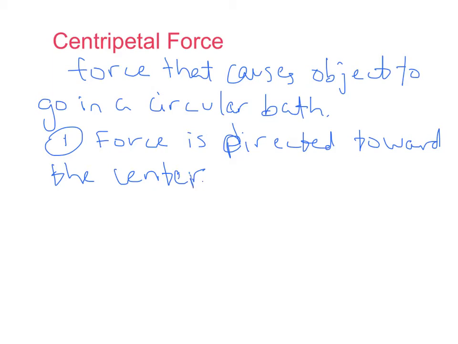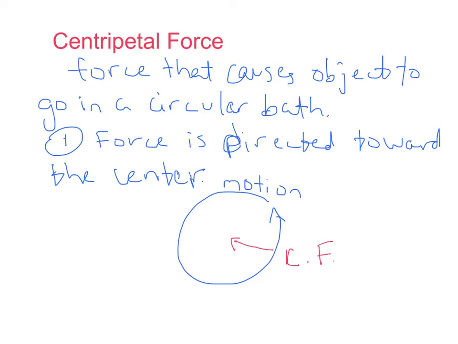So here's my motion. That's my circular path that all centripetal forces make things go in a circle. And then my centripetal force is something is pulling it toward the center. So I'm going to put CF for centripetal force. Notice it's pointing toward the center.